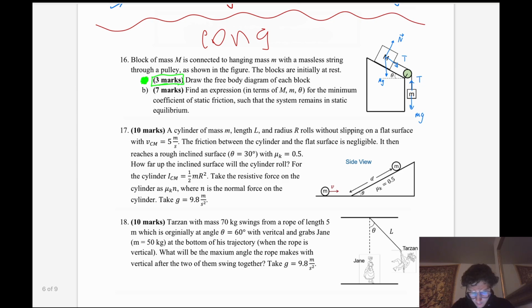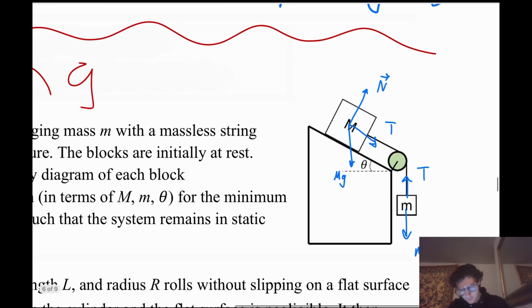Find an expression in terms of m, M, theta for the minimum coefficient of static friction such that the system remains in static equilibrium. Damn! Okay, so how do we do this? Static equilibrium. So basically the force of friction, and they didn't mention the force of friction previously, but we're going to add a little force of friction over here. Force of friction, which is mu static times the normal force. The force of static friction has to exactly equal, or be bigger than, the tension plus the x component of the mg.